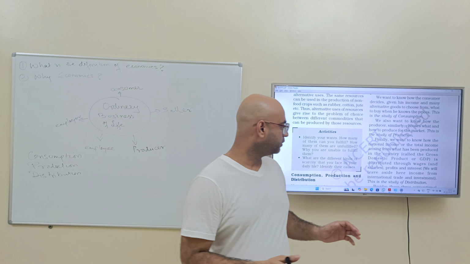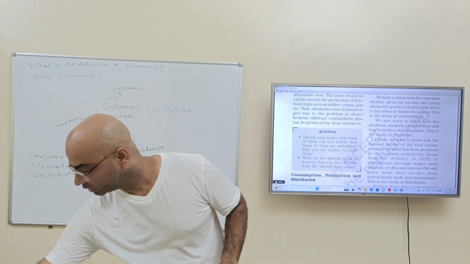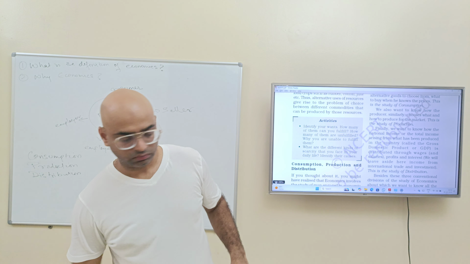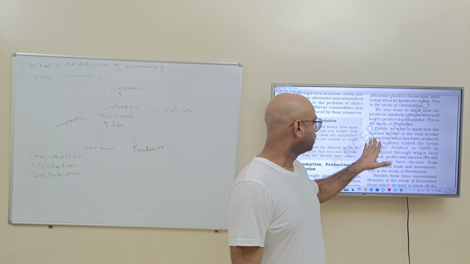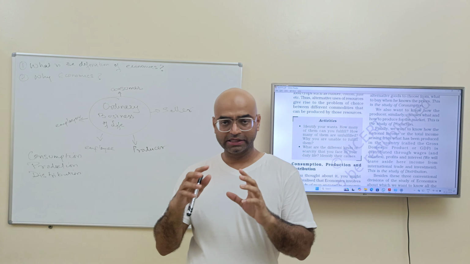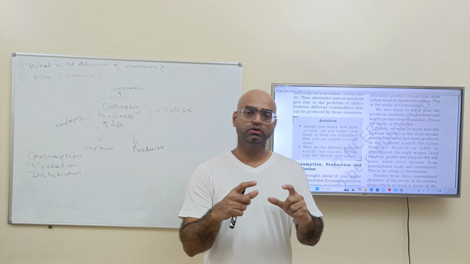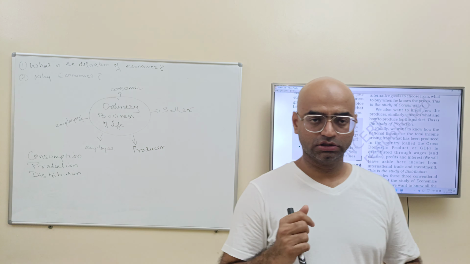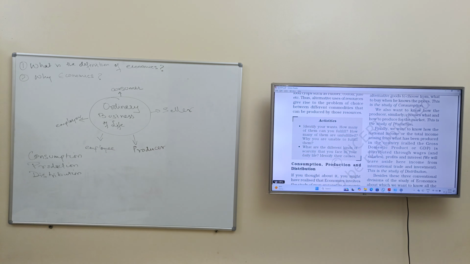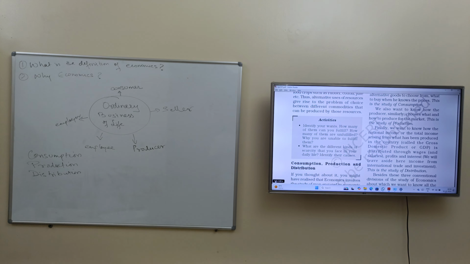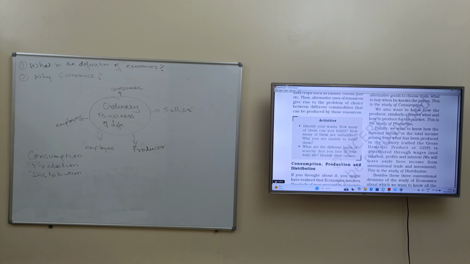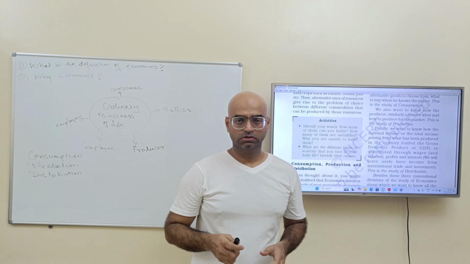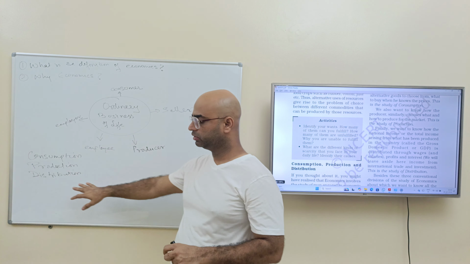Now there are different people who are involved in this. For example, national income. When we explain distribution, we will tell you how national income actually operates. So what we need to understand now is distribution.